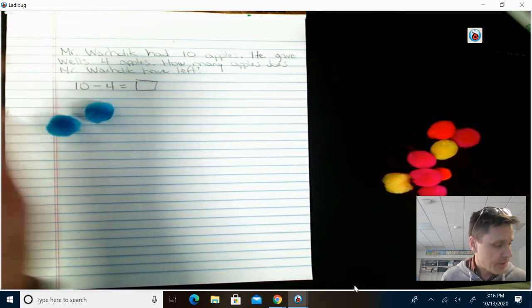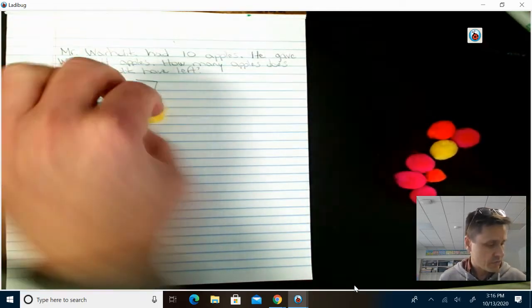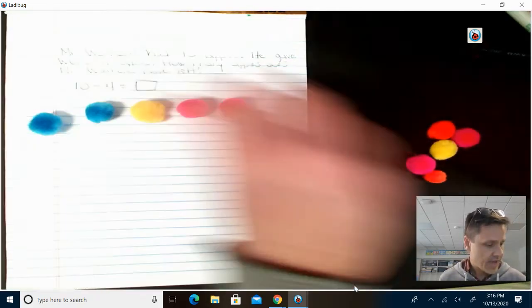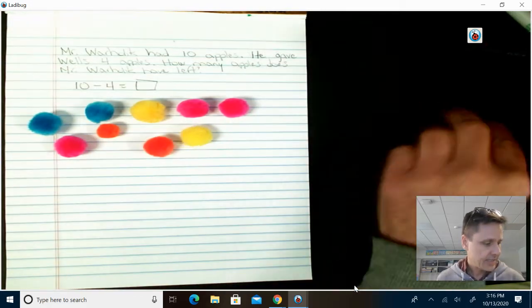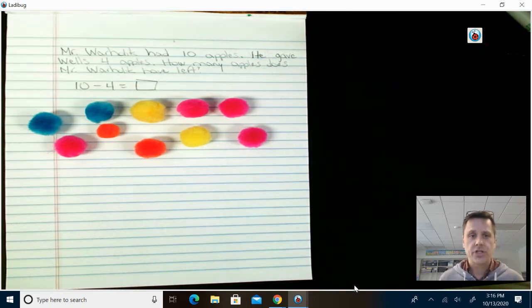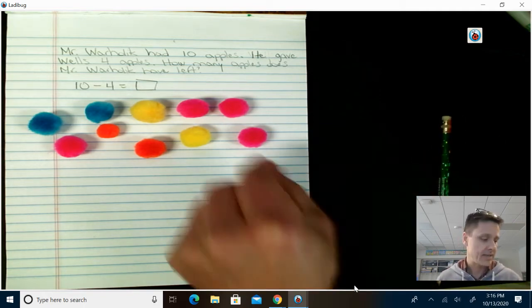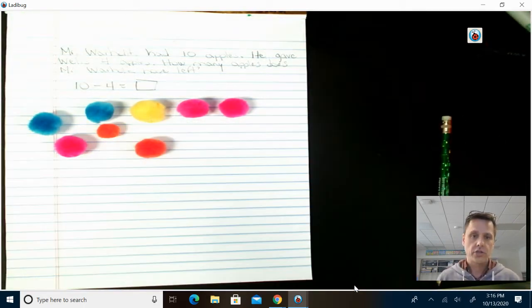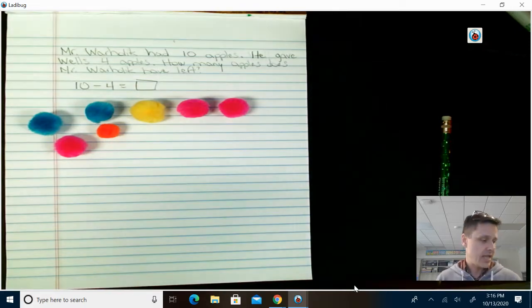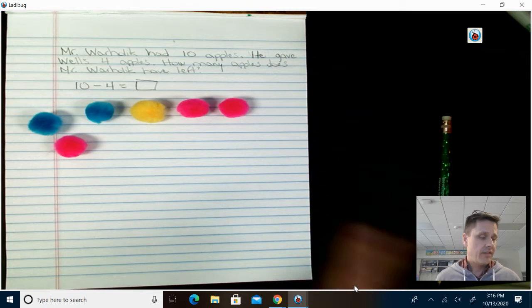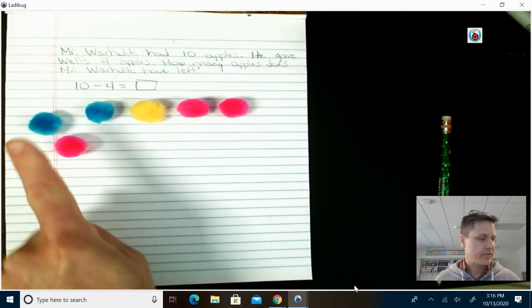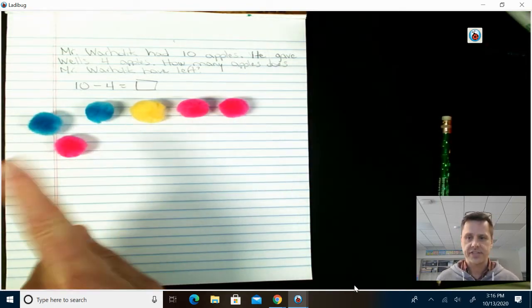So I can take these pom-poms, 1, 2, 3, 4, 5, 6, 7, 8, 9, 10, and put them in a tens frame to show that I had 10 apples. Now I'm giving 4 away. I don't have them anymore. Wells now has them. So 1, 2, 3, 4 apples went away. Wells took them home. This is how many I have left. 1, 2, 3, 4, 5, 6.